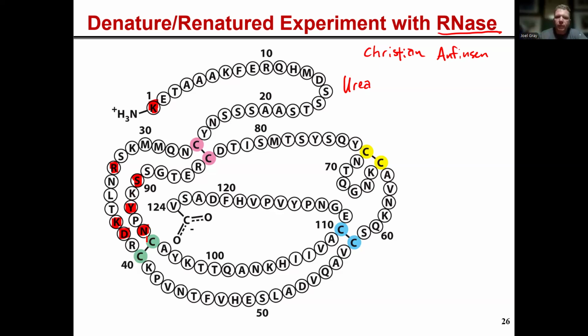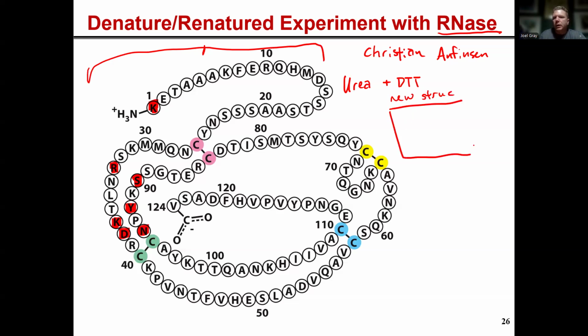And I'm going to throw a bunch of urea at this protein. And whenever I do that, it's going to denature it. But one other thing that I'm going to add is DTT. And what I'm going to do is I'm going to see this protein go from this structure right here, this whole thing right here, to, we're going to label this as new structure. And it's going to look like what I'm drawing in this box. It's going to go from this 3D structure to basically a straight line.